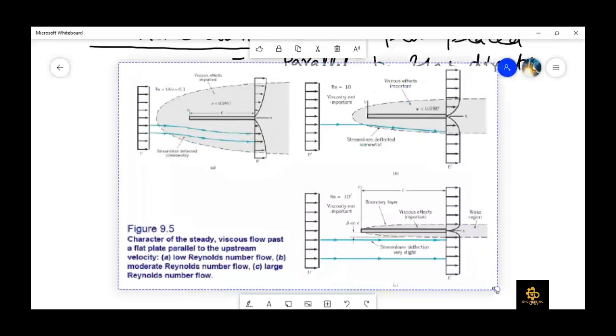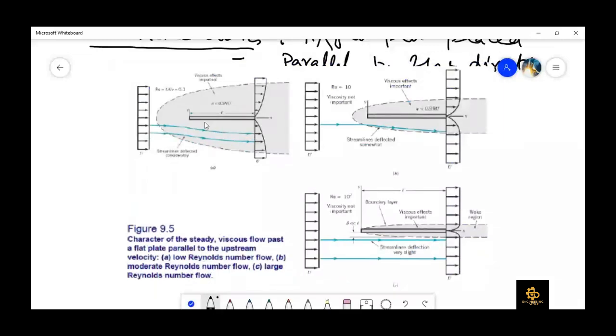Now, this is the flat plate which is placed parallel to the flow. It means that the flow is coming from the right hand side. At the moment, we are talking about this figure, which is figure A, right? Here the Reynolds number is 0.1. 0.1 means that, because Reynolds number, we know, is the ratio of inertial forces divided by viscous force.